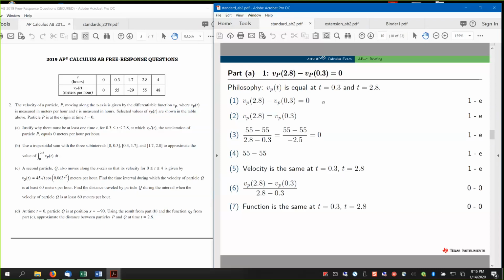In examples 1 and 2, the student has certainly conveyed that v sub p of t is equal at these two values. So they earn the first point, and the E over here means that they're eligible for the second point. In example 3, the student has also conveyed that v sub p of t is equal at the two values of t by presenting an applicable mean value theorem quotient. So that earns the first point.